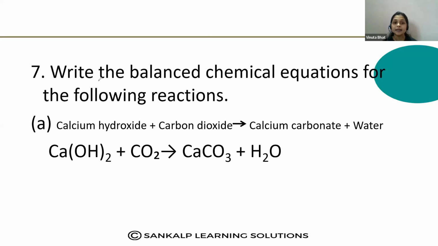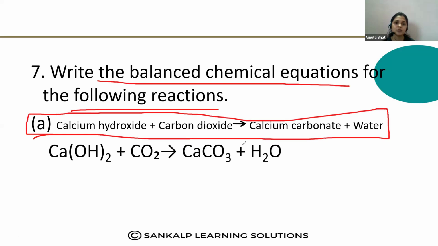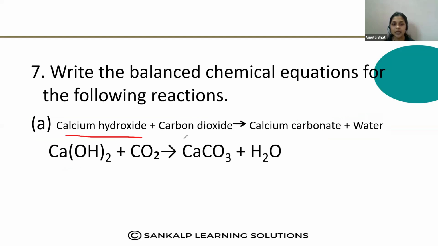Write the balanced chemical equation for the following reactions. It is given in word format. You have to write the chemical equations and you have to balance them. Here, calcium hydroxide is actually given in a word equation. You have to write the chemical equation. Calcium hydroxide reacts with the carbon dioxide, forming the calcium carbonate and water.